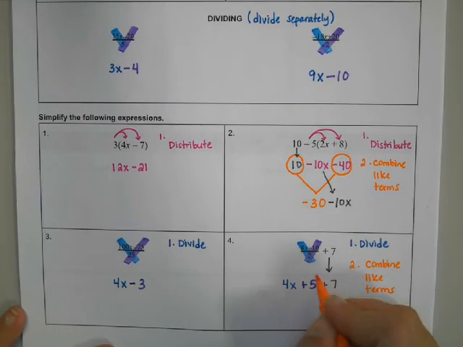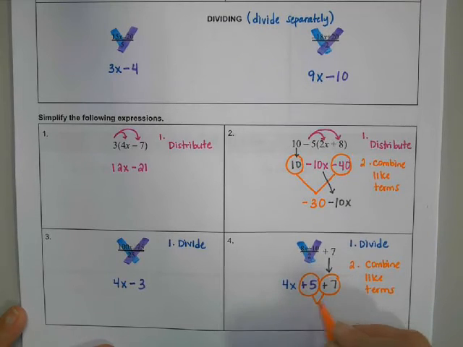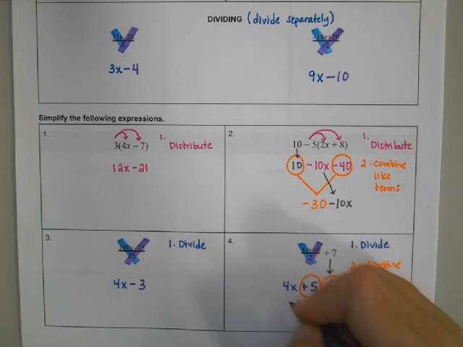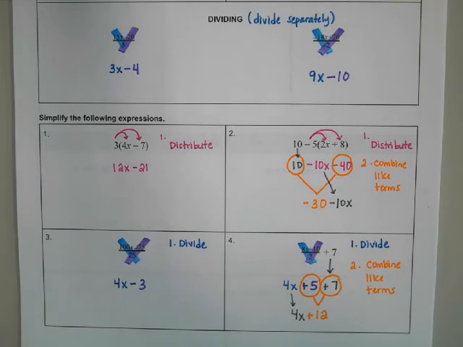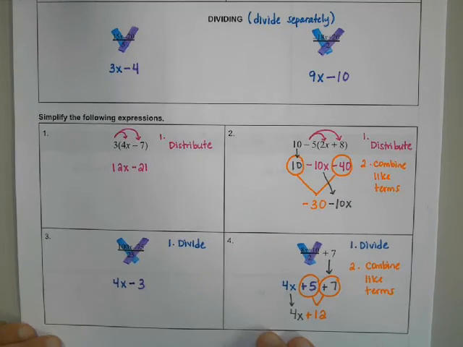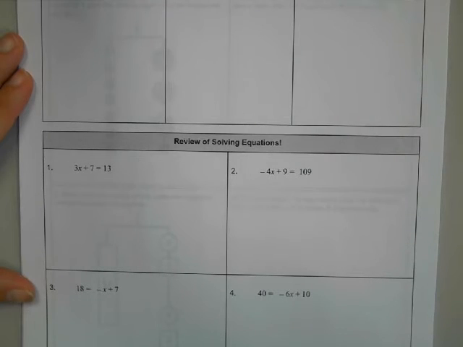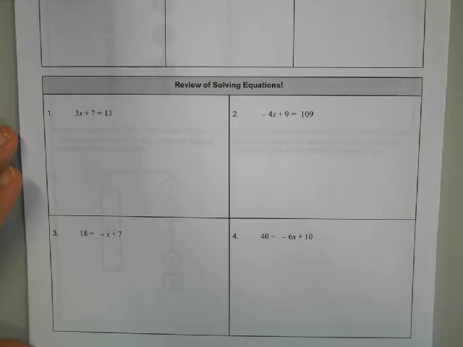In this problem, I see that the positive 5 and the positive 7 are like terms. So when I combine those, I get positive 12. And then with this 4x, I'm just going to take this and drop it down, and then that's the end of my simplifying problem. Now, there's one other thing in these notes that we're going to do as a brief review. So now that we've reviewed how to simplify and added one new step, let's, on the next page, do a review of solving equations.